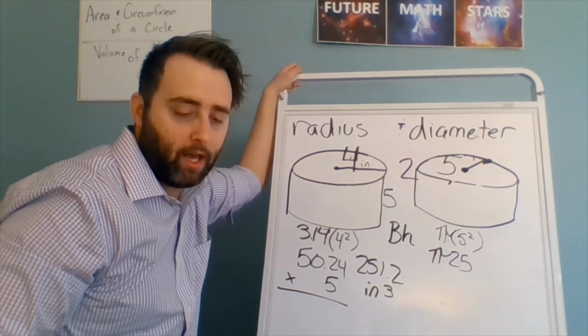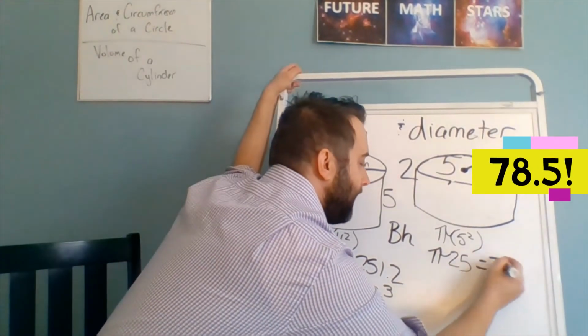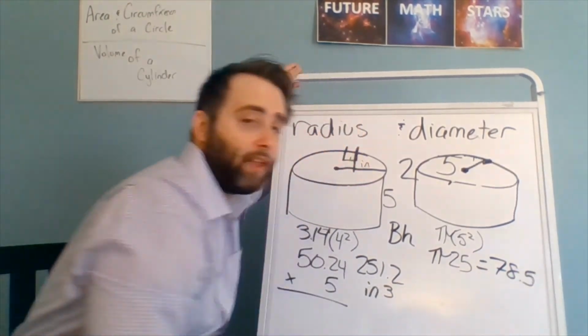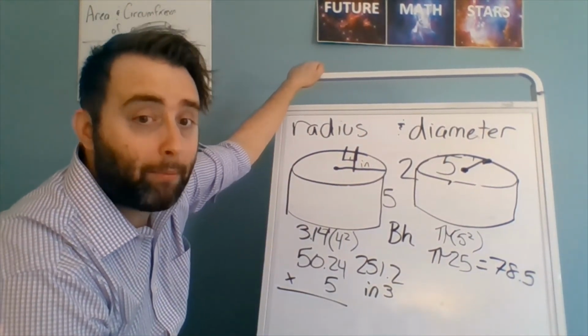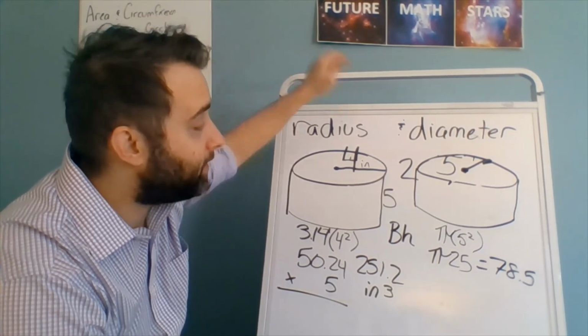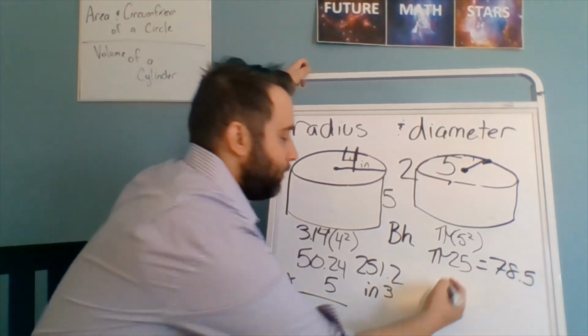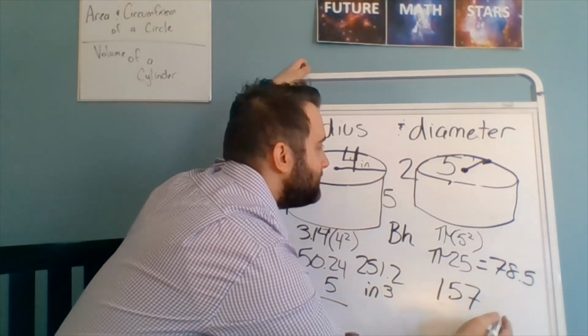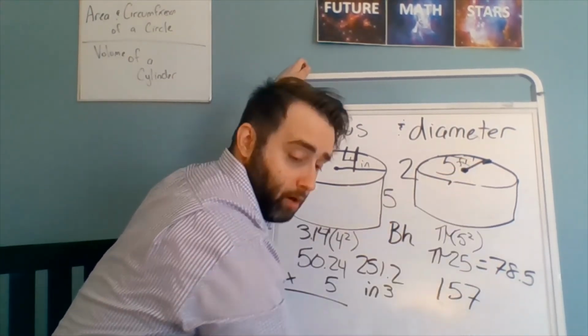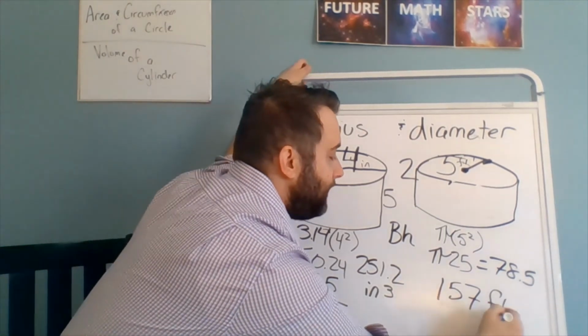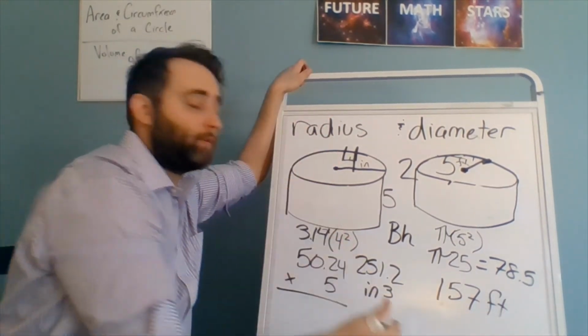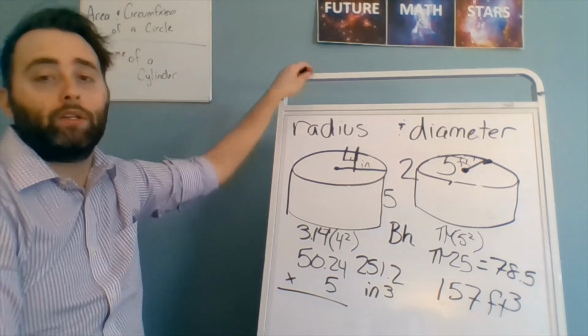3.14 times 25. 78.5. That is not our final answer. That is merely the first step. Second step is to multiply by the what? Very good, the length. Length on this one is 2 to make it easier on myself. So 157, and we said this was feet. So even number, 157 feet, and we're dealing with a three-dimensional object, so it's cubed.